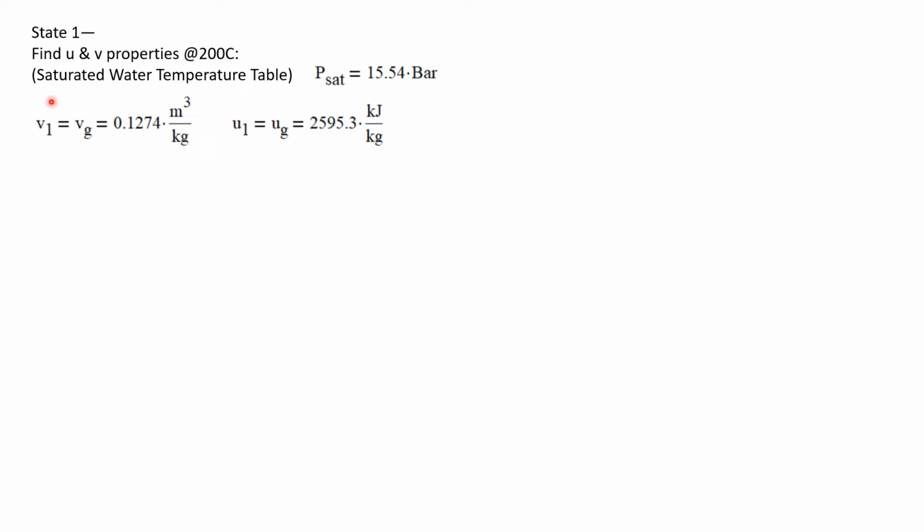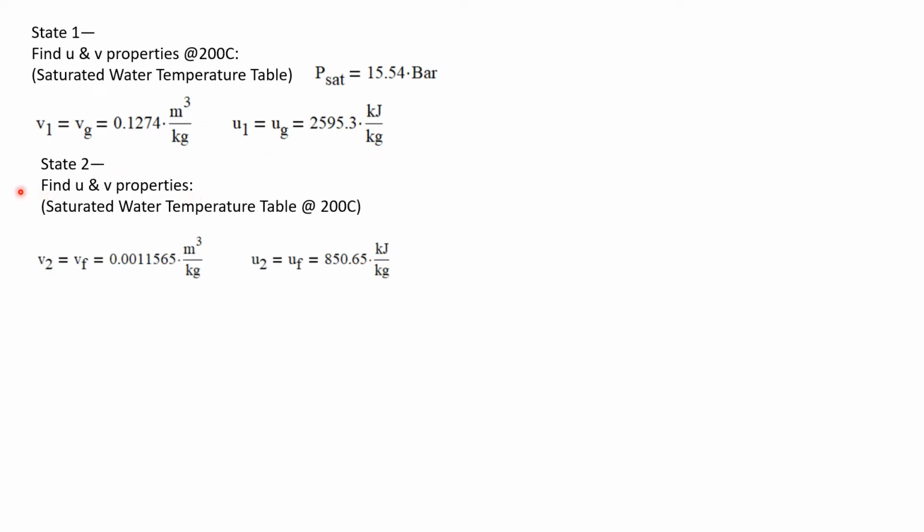Let's find the properties internal energy and specific volume for state 1. Now, state 1 is a saturated vapor at 200 degrees C. So we'll go to the saturated table organized by temperature. The first thing we're going to find is the saturation pressure, which is 15.54 bar. And because it's a saturated vapor, the specific volume v1 is going to be v sub g, and the internal energy at state 1 will be u sub g. We have those values from the table.